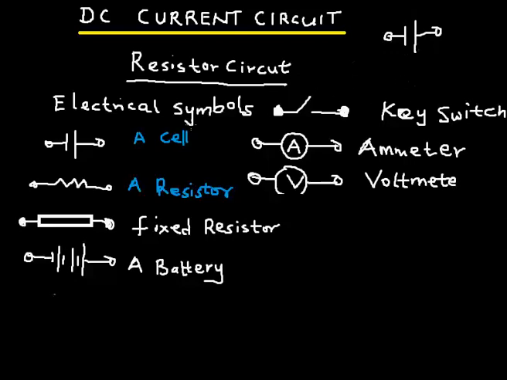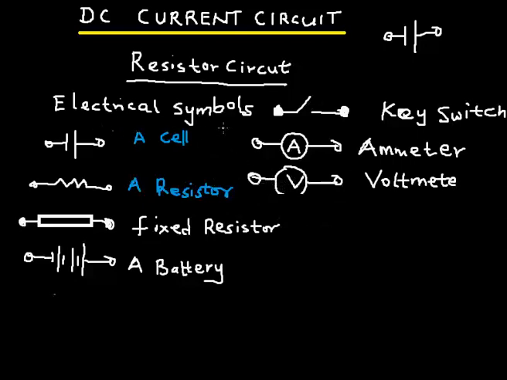So now we're going to be looking at direct current circuits, and in this tutorial we'll concentrate on resistor circuits, that is, circuits that are just made up of resistors. I believe that you know what a circuit is. A circuit is a closed path through which current flows from a source.